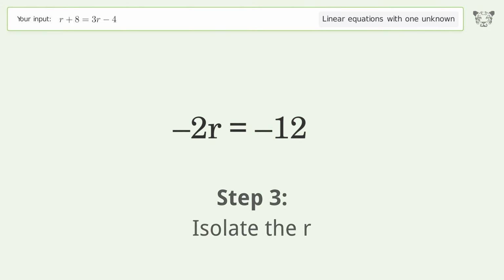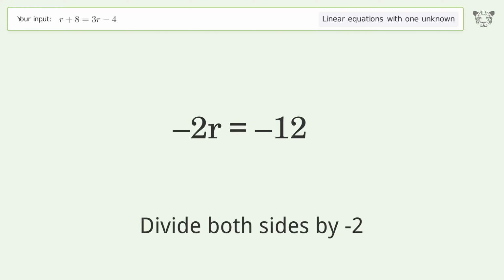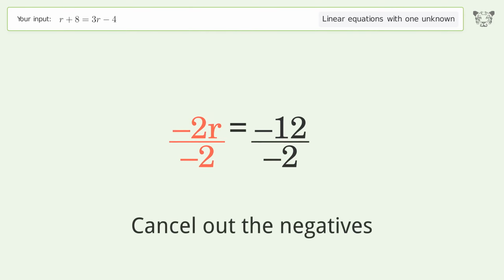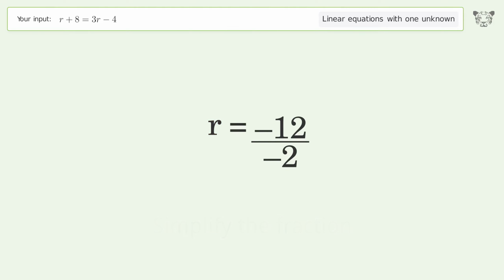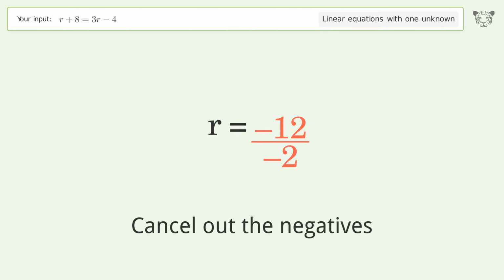Isolate the r. Divide both sides by -2. Cancel out the negatives. Simplify the fraction. Cancel out the negatives.